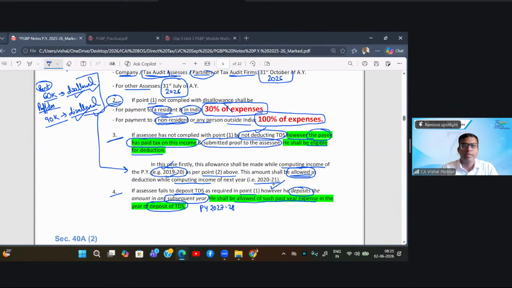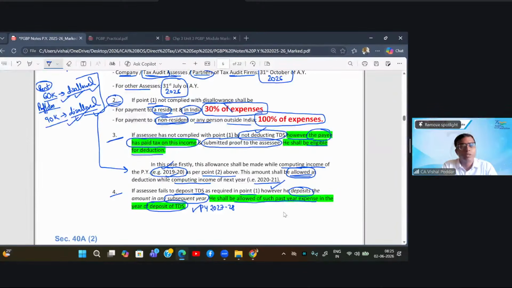So this expense, which is of 25-26, which was disallowed by you in 25-26 because TDS was not deposited by the due date of filing returns. Now in future, whenever the TDS will be deposited, you can claim back the amount as deduction in that future year.